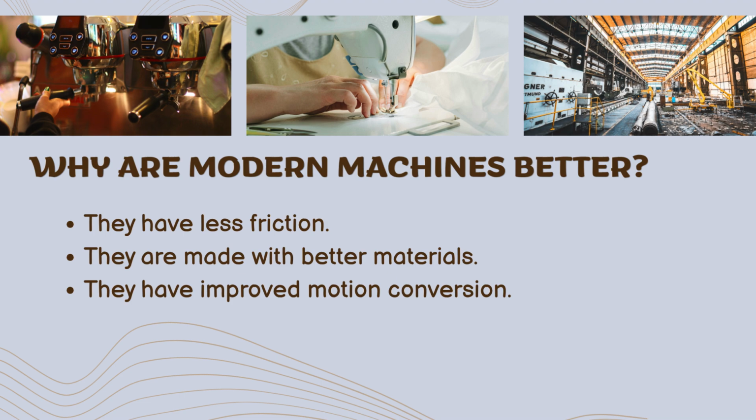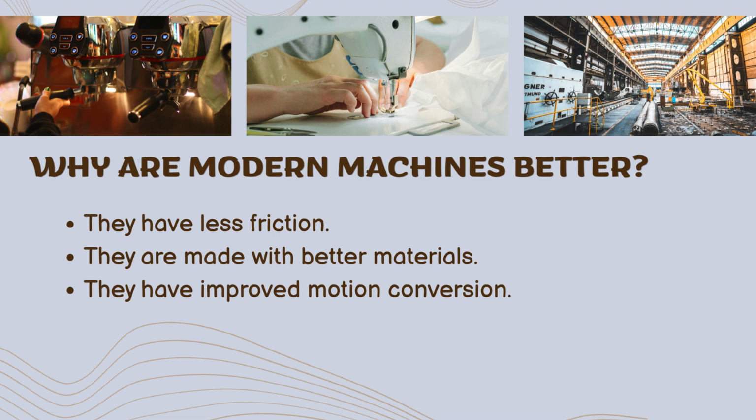We've seen that both old and modern machines perform the same task. So why are modern machines better? First, modern machines have less friction. This means fewer parts rub against each other, so they move more smoothly and waste less energy. Second, they are made with better materials. Stronger and lighter materials make machines more durable, safer, and longer lasting.